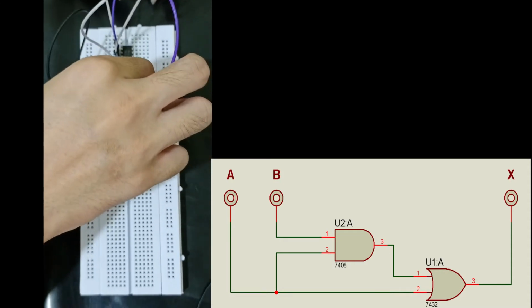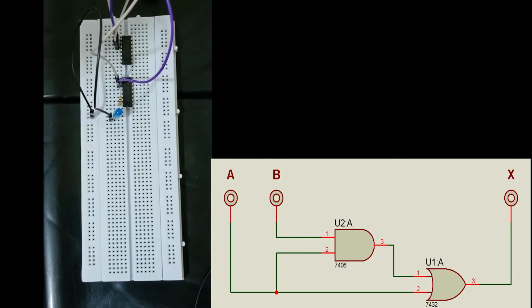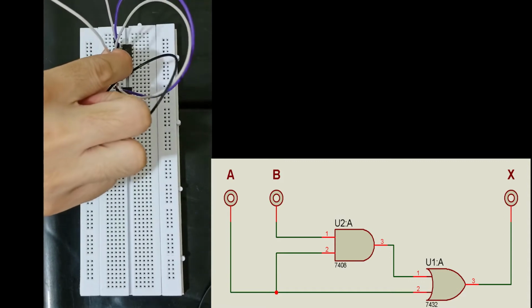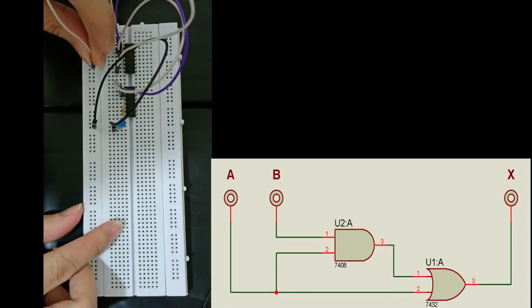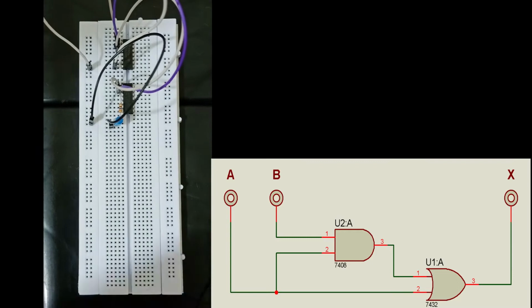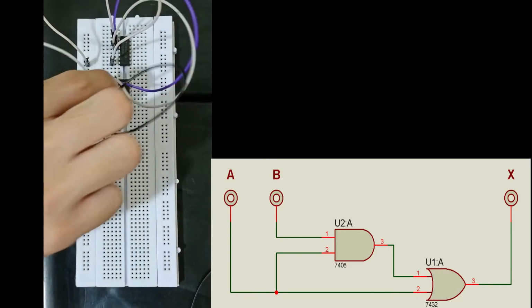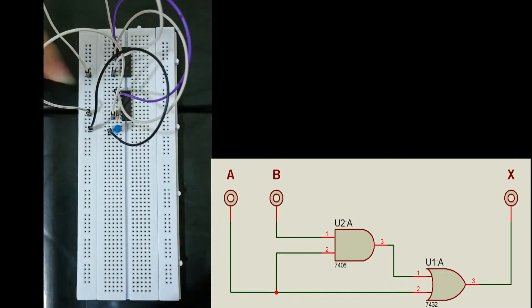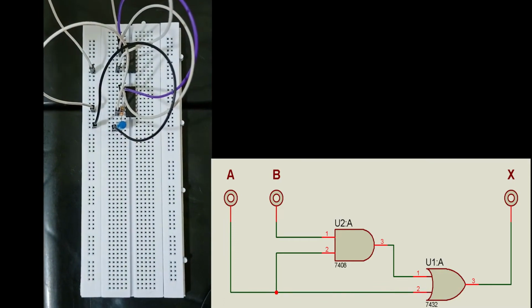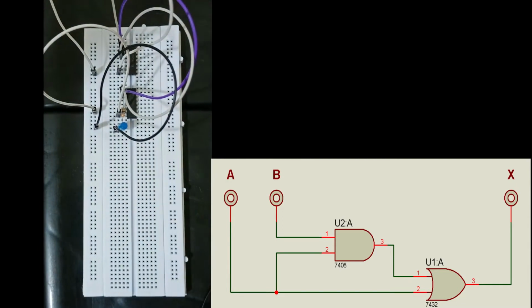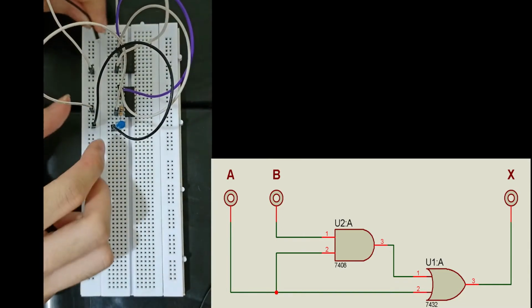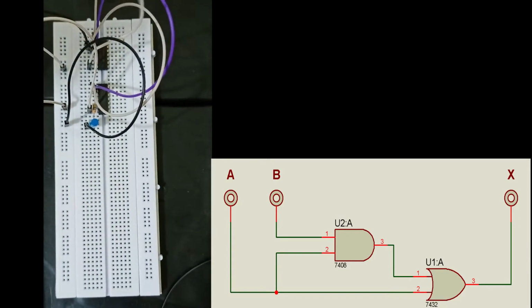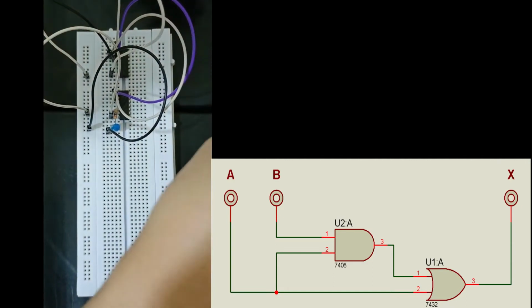Then, we connect the third pin of AND gate to the first pin of the OR gate. Then, the 7 pins of both ICs to the ground. Then, we connect the VCC to the power supply.